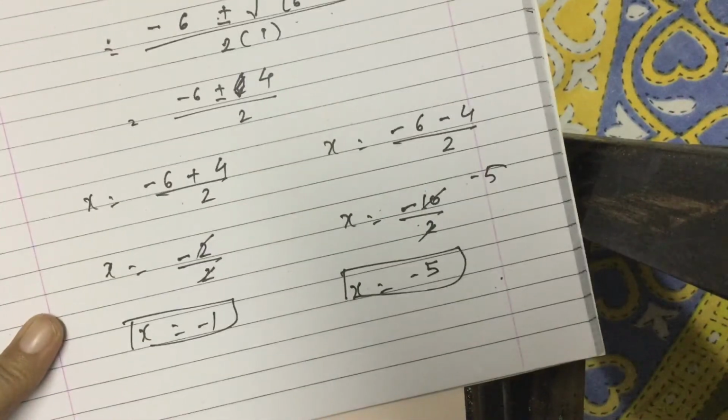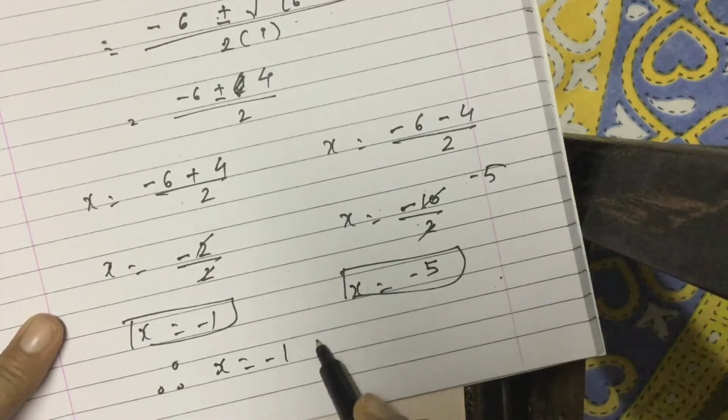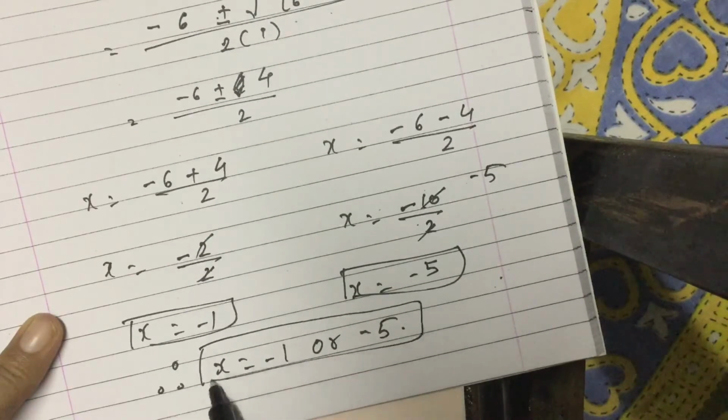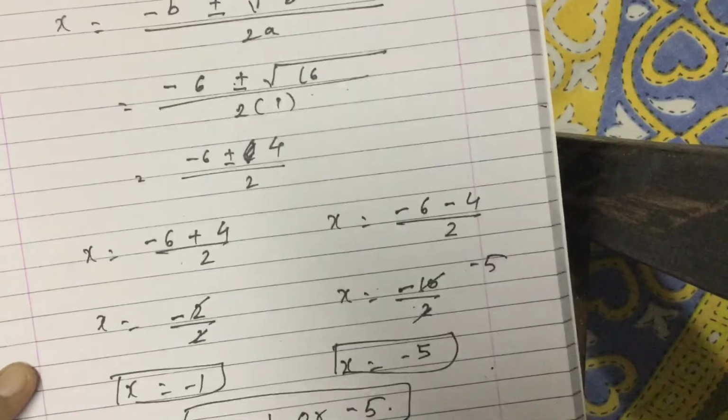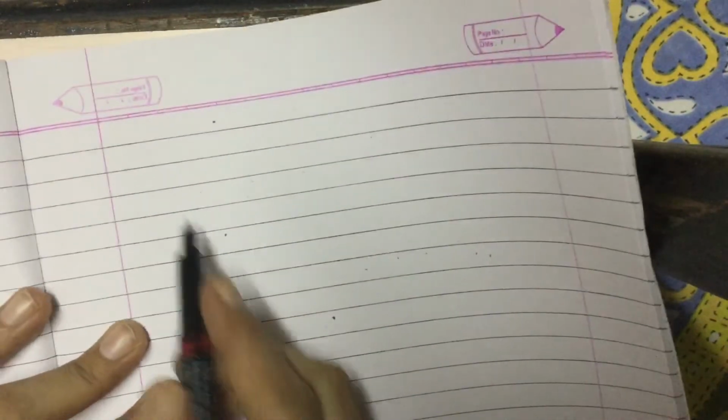Therefore the value of x is either, therefore x is equal to either minus 1 or minus 5. This will be the answer. So in this way we have to solve the solution. It's very easy. Second question.